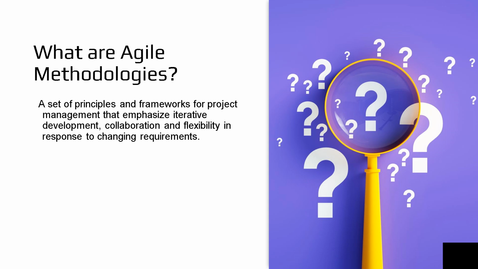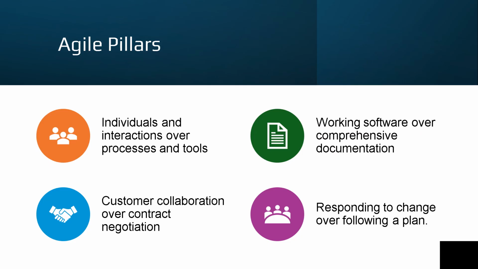What are Agile methodologies? They are a set of principles and frameworks for project management that emphasize iterative development, collaboration, and flexibility in response to changing requirements. Agile pillars. 4 core pillars of Agile. Individuals and interactions over processes and tools. Working software over comprehensive documentation. Customer collaboration over contract negotiation. Responding to change over following a plan.